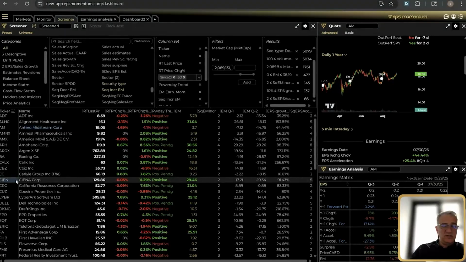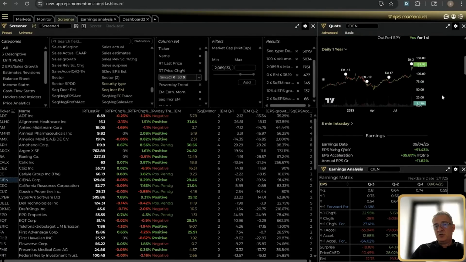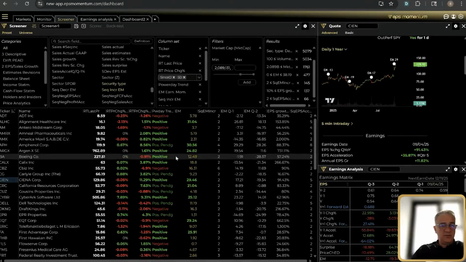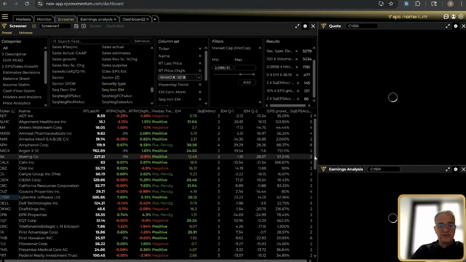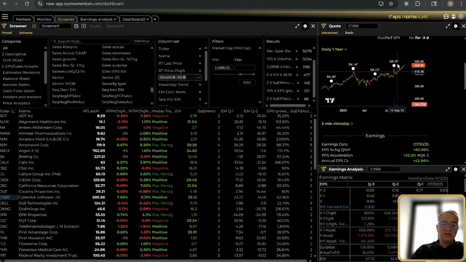Ciena Corp. It's all green here. The chart is, again, up to the roof. We've seen that earlier. CyberArk Software, same thing. Chart is up. So we get all good names ready to break out, really refined. And now you're not wasting your time. You already focus on 66 names.